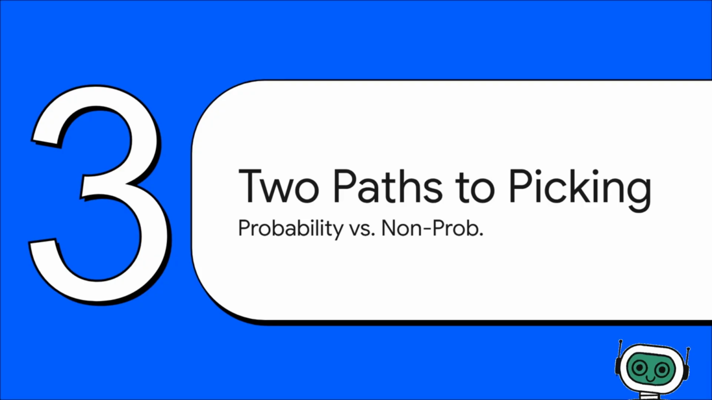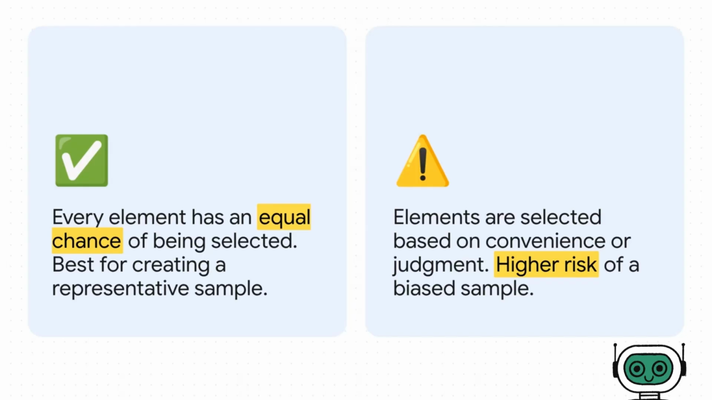Now, how we choose that spoonful of data is absolutely critical, and there are really two main ways to think about doing it. On one path, we have probability sampling. Here, every single data point has a fair, known chance of being picked. It's all about randomness, and it's our best bet for getting a sample that truly reflects the whole data set. On the other path is non-probability sampling. This is where we pick data based on what's easy or what we think is right. It can be quicker, sure, but it's also really risky because bias can creep in very easily. For machine learning, we almost always want to stick to probability sampling.